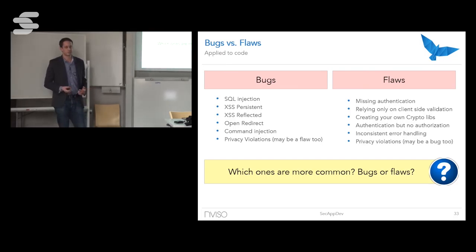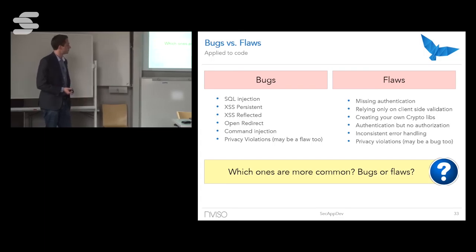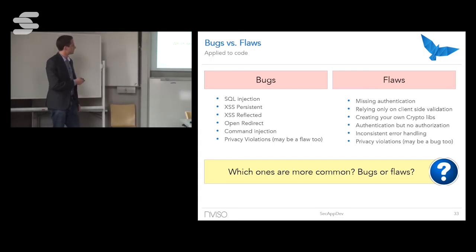Now going to flaws, a few examples there. Well, missing authentication. What will you see at the level of the source code? Well, you won't see any authentication routines. Why? Well, there might not be a single spec doc or design document illustrating why you should have authentication. So that could be a flaw. There are a few others here. For example, creating and using your own crypto libraries. Still something that we see from time to time.